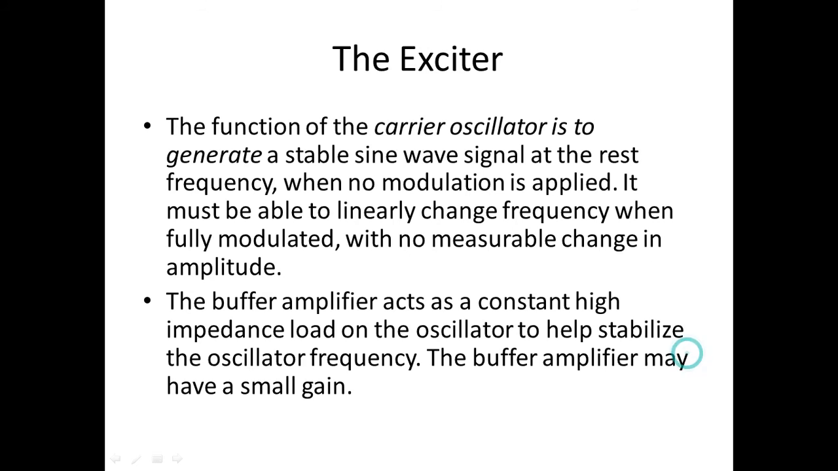First, the exciter. The function of a carrier oscillator is to generate a stable sine wave signal at the rest frequency. When no modulation is applied, it must be able to linearly change frequency when fully modulated with no measurable change in amplitude. The buffer amplifier acts as a constant high impedance load on the oscillator to help stabilize the oscillator frequency. The buffer amplifier may have a small gain.